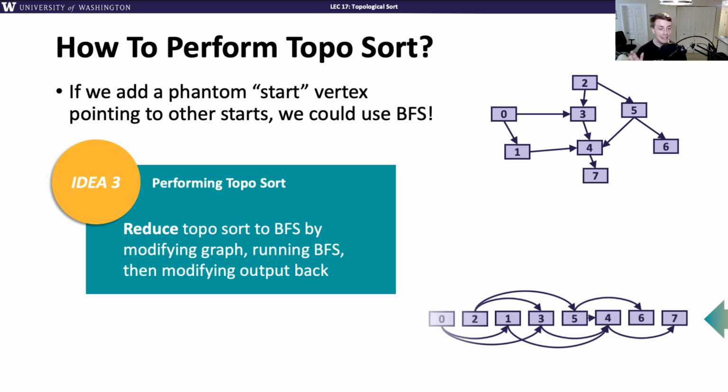So the key idea here was in all of these steps, we modified the input and the output to BFS. So we used BFS as a subroutine to help us solve this problem. But instead of trying to change BFS, we changed the graph. We changed the input and output. That's the idea of a reduction.